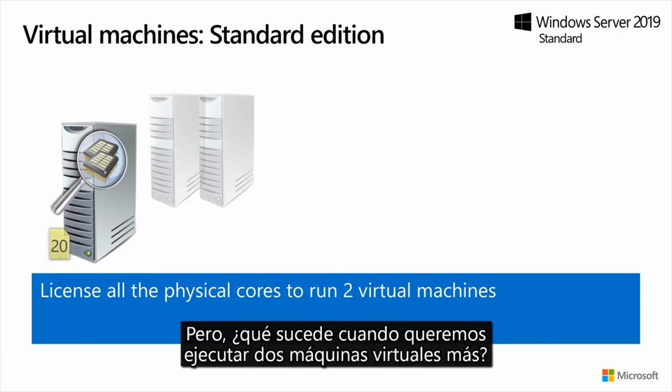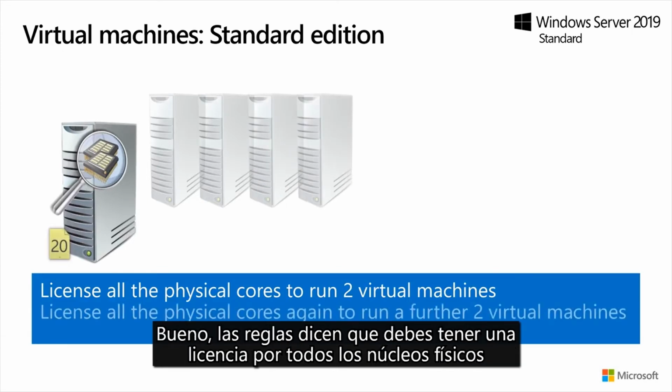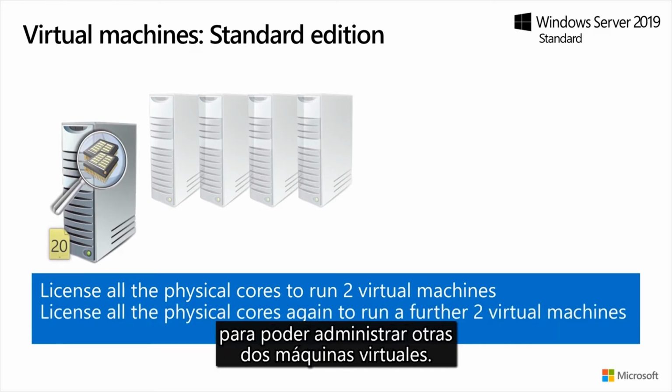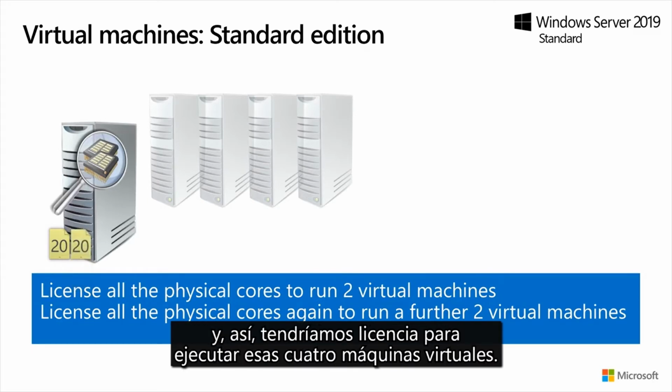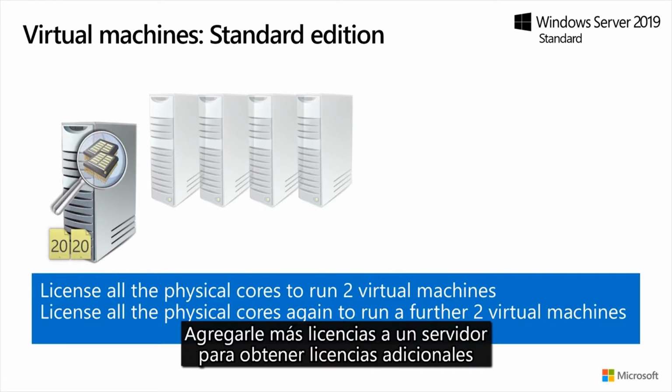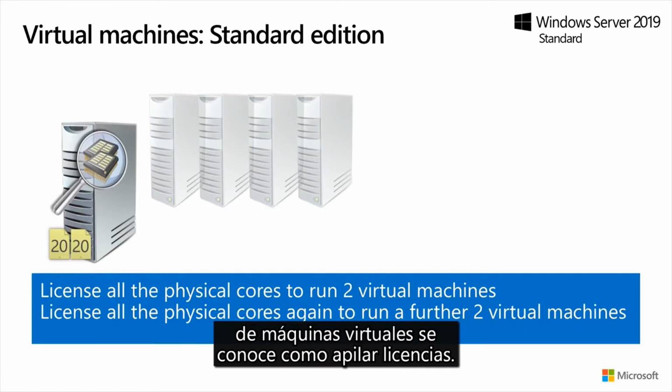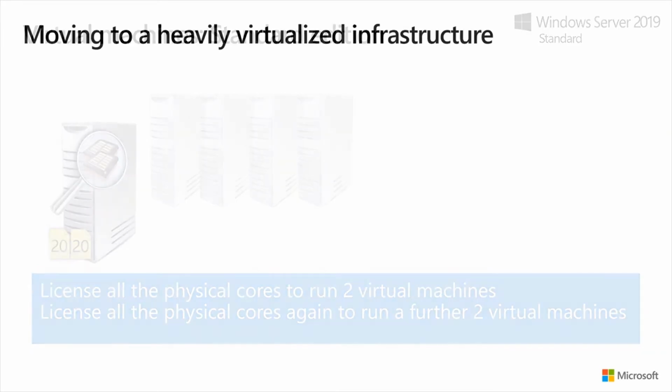But what about when we want to run a further 2 virtual machines? Well, the rules are that you need to license all of the physical cores again to run another 2 virtual machines. So here we'd assign a further 20 core licenses, and now we're licensed to run the 4 virtual machines shown. Adding further licenses to a server to license additional virtual machines is known as stacking the licenses.